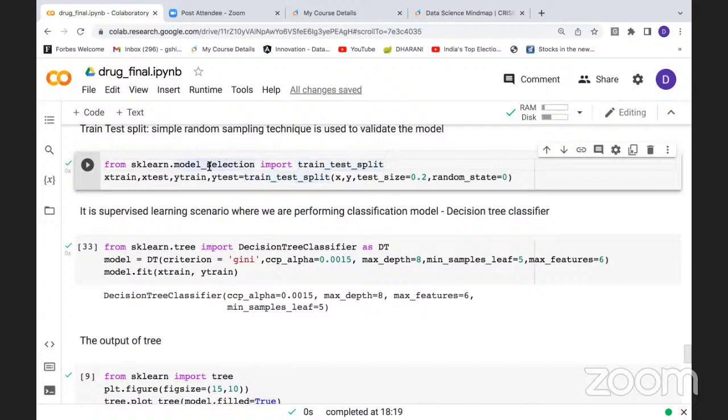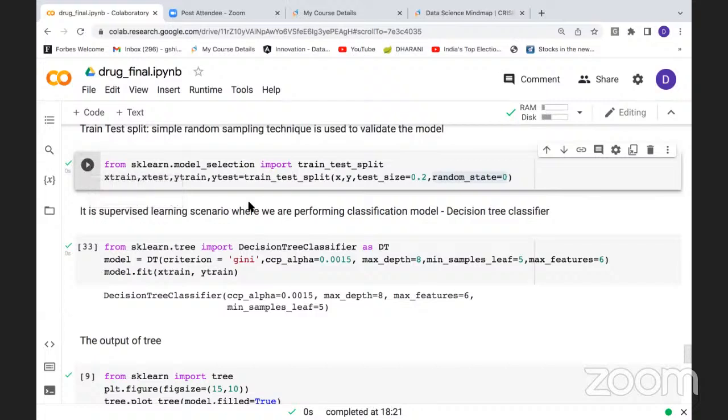From model_selection, you are importing train_test_split. Take X, take Y, test size is equal to 0.2, and I'm saying random_state equal to 0. It means that I don't want my train data and test data to get mixed up. That is my intention.